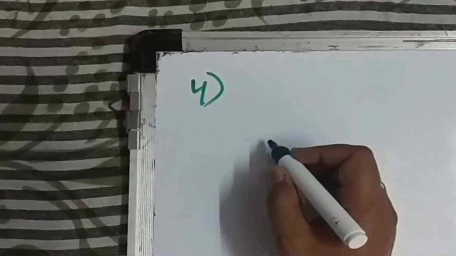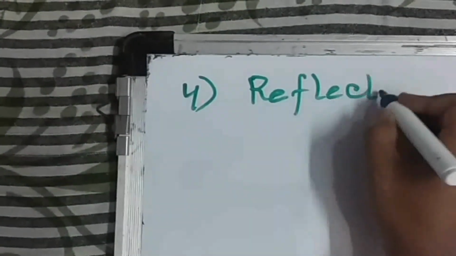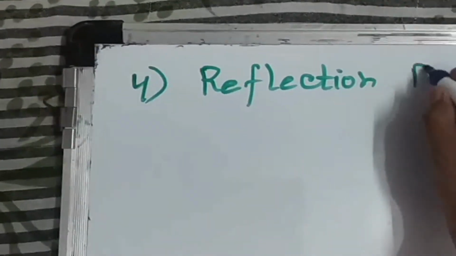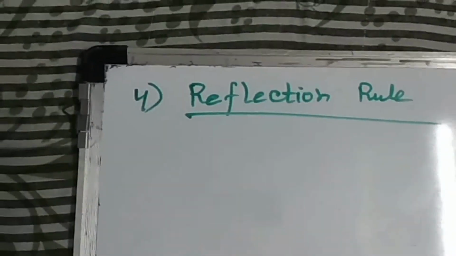Again, I was discussing properties of determinants. First property was all zero rule, second was triangle rule, third was skew symmetric determinant rule, and the fourth one, now I am going to write it here. The fourth one is reflection rule. Reflection rule, not reflection of light. Okay, reflection rule. Now reflection rule is very easy.